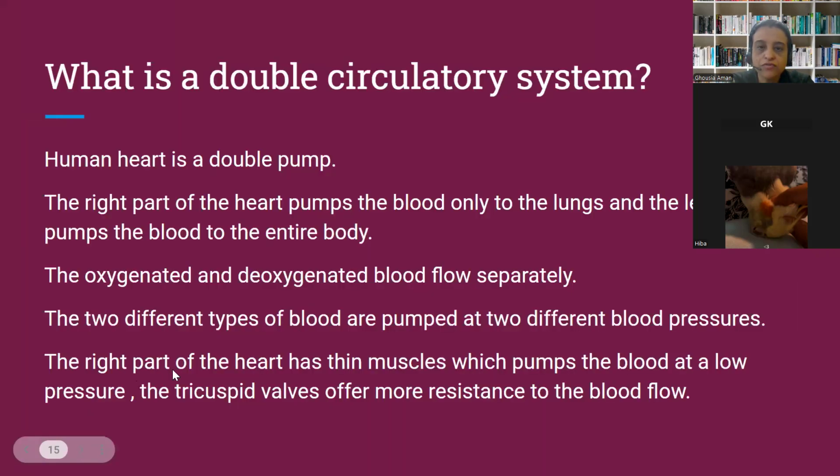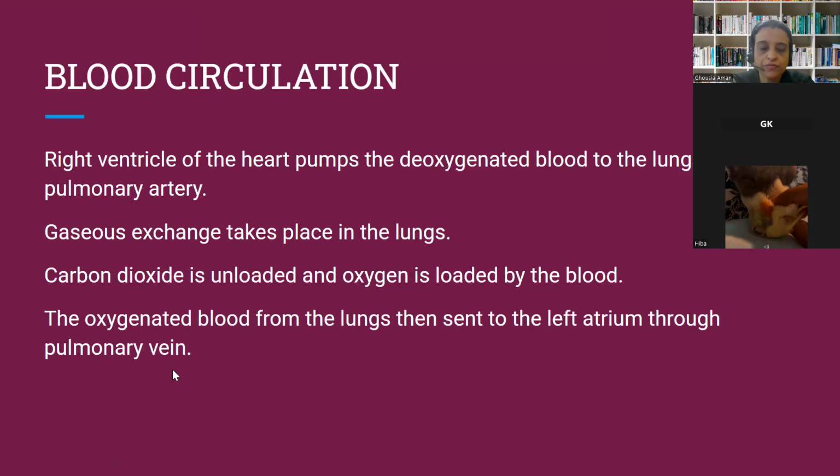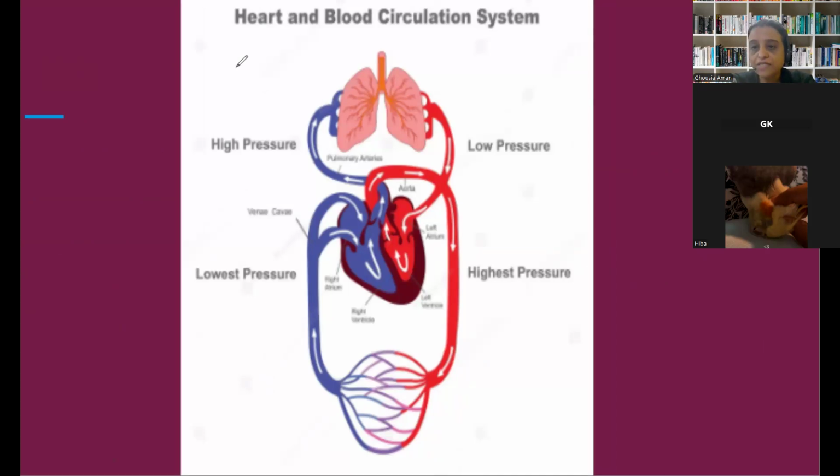Now the blood vessels. What different blood vessels do we have? Actually, let me show you here. So the blood vessels which take the blood away from the heart, they are called arteries. Arteries take the blood away from the heart. Veins bring the blood back to the heart.